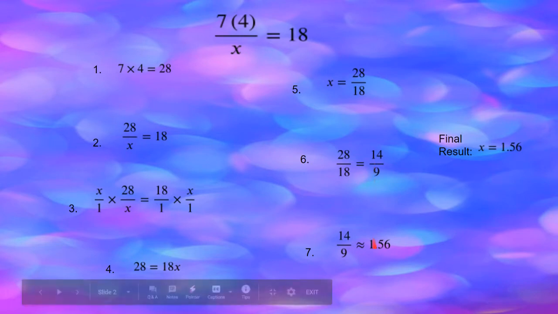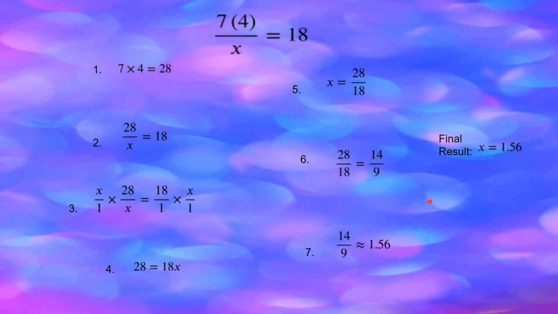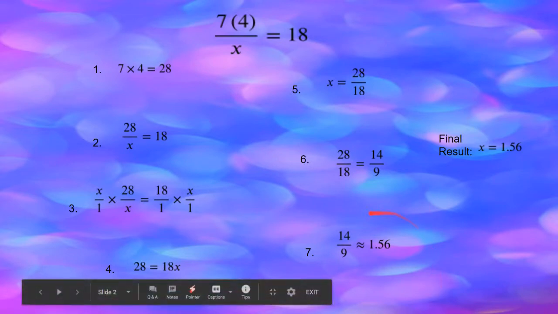Say the problem is asking you to round to the nearest hundredth, so it is 1.56. Okay, and then the final result would be 1.56. And if it doesn't ask you to round to the nearest hundredth, then it would be about 1.56. Or you could just leave it in fraction form.